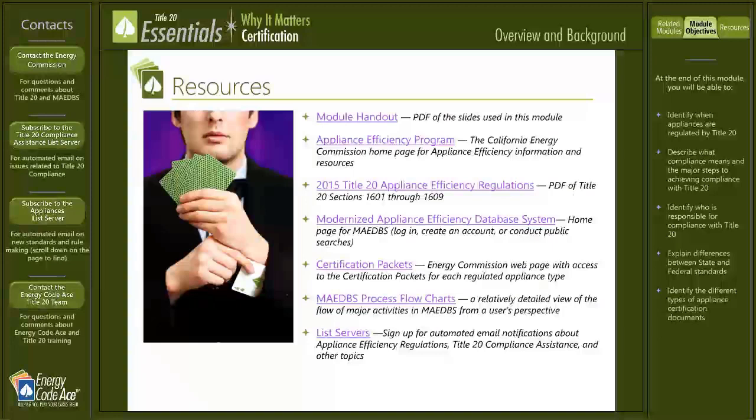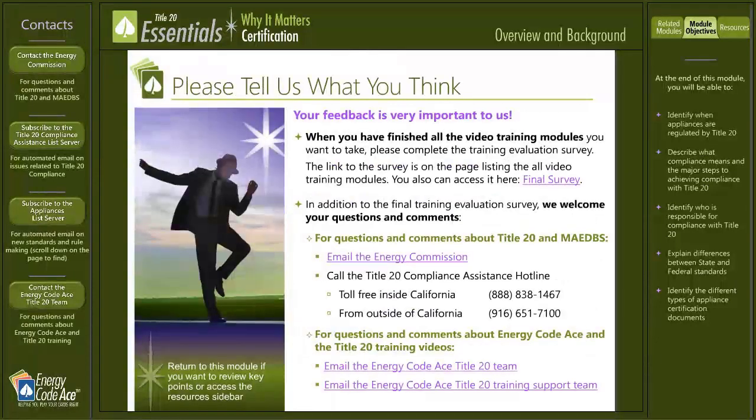There are a number of resources to help you comply with Title 20 and submit appliance data, so feel free to select any of these on the screen.